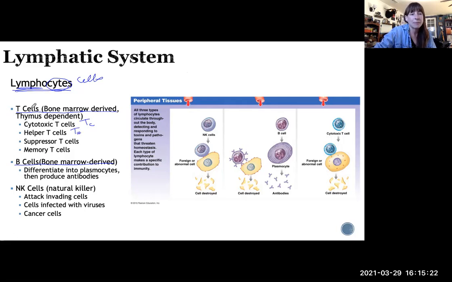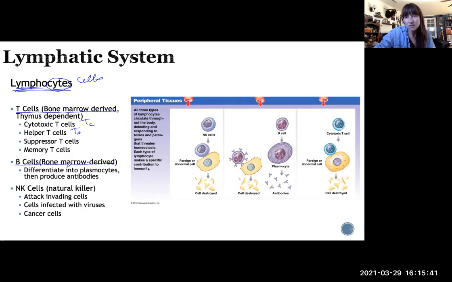So basically, your undifferentiated T cells start in the bone marrow. Later on, they move to the thymus, where they mature entirely and differentiate into these various different types of T cells, which we will talk about more when we talk about the immune system, chapter 21.